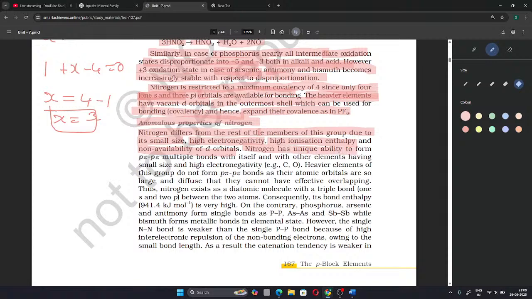Nitrogen has a unique ability to form p pi multiple bonds with itself and with others, having small size and high electronegativity. I think they are talking about where here one is the sigma bond, two are pi bonds.